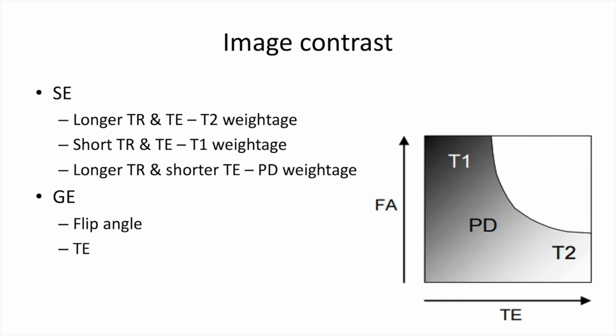Whereas in gradient echo sequences, the image contrast is dependent on the flip angle and TE time. A larger flip angle and shorter TE results in T1 weightage, whereas a smaller flip angle and longer TE results in T2 weightage in a gradient echo sequence.